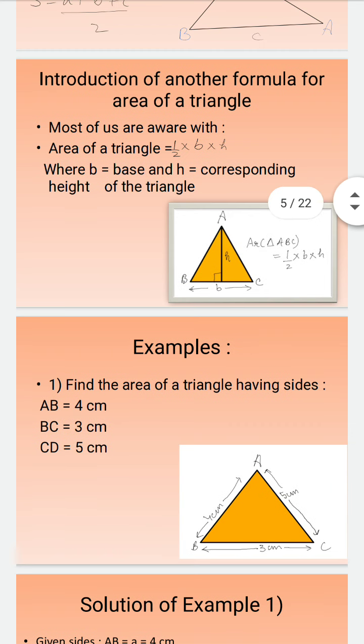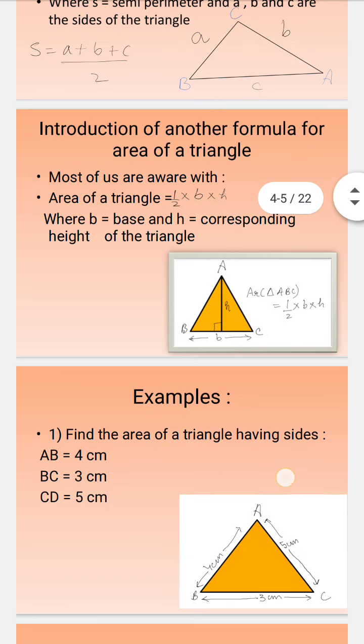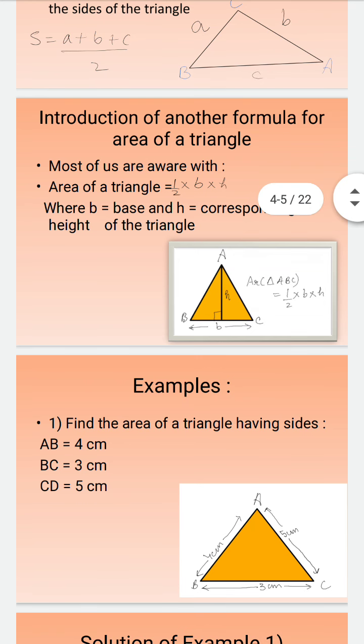Once again, we are also aware of how to find the area of an equilateral triangle, and we also know how to find the area of an isosceles triangle. Now the question arises: what will we do for a triangle in which the height is not given, and the triangle is not equilateral and is also not isosceles?